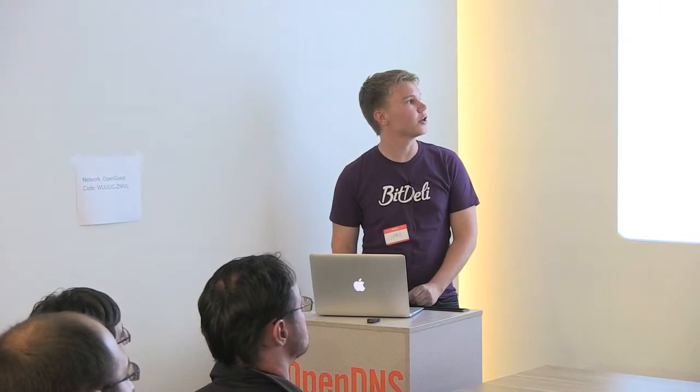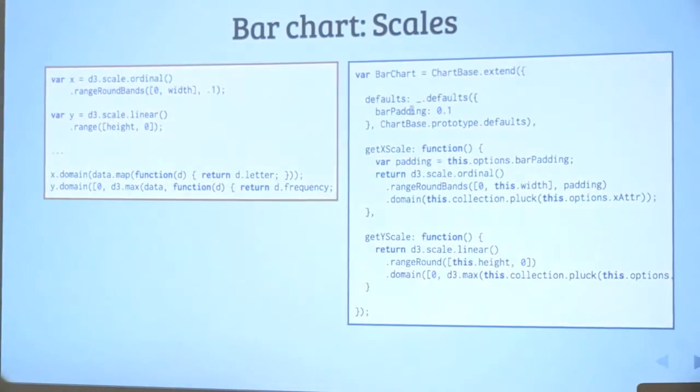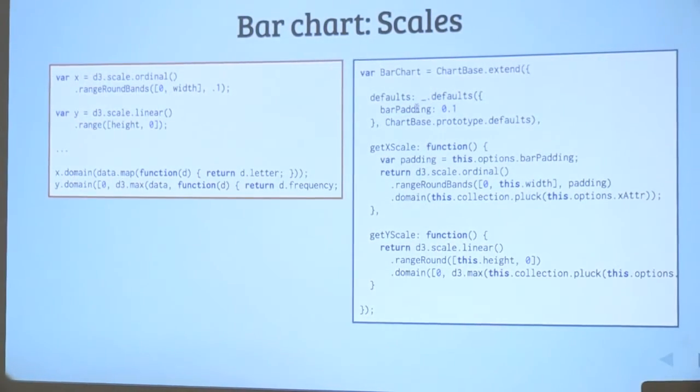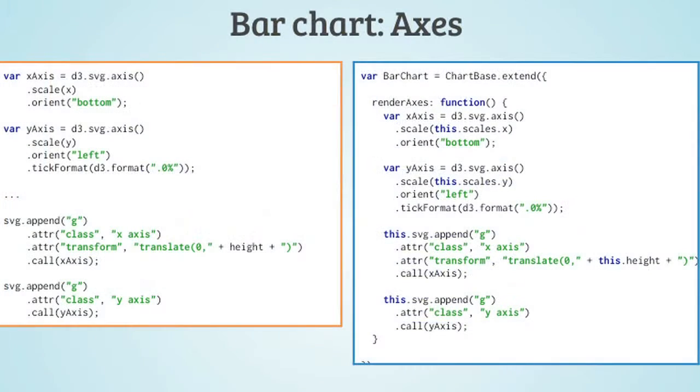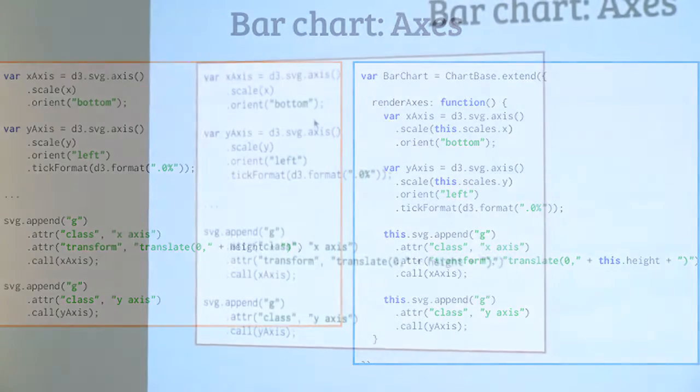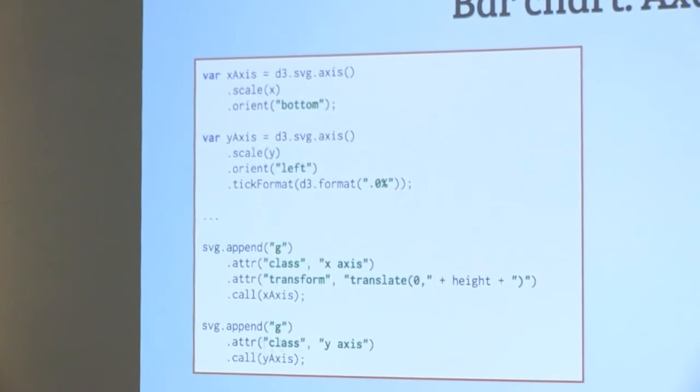And as you can see here, we're defining an additional option for the bar padding. So in addition to all the defaults we had in the base class, we can define more default options. So next we want to have axes. And well, we have the axes here. First we define them, and then we render them.